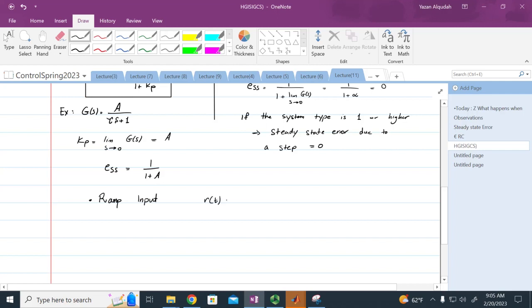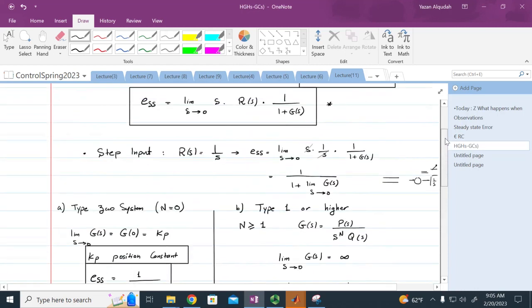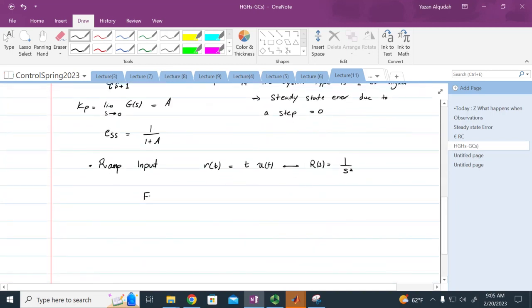Okay, let's see what happens next if we're applying a ramp input. So we have a ramp R of t equal to t u of t. R of s is equal to 1 over s squared. So from this expression, the star one, the steady state error is going to equal the limit as s goes to 0 of s multiplied by 1 over s squared multiplied by 1 over 1 plus G of s.